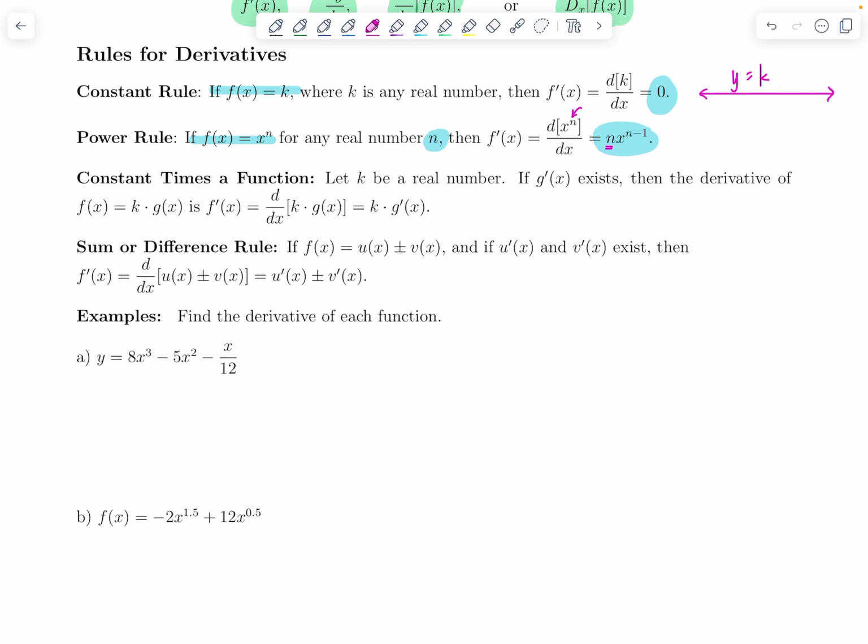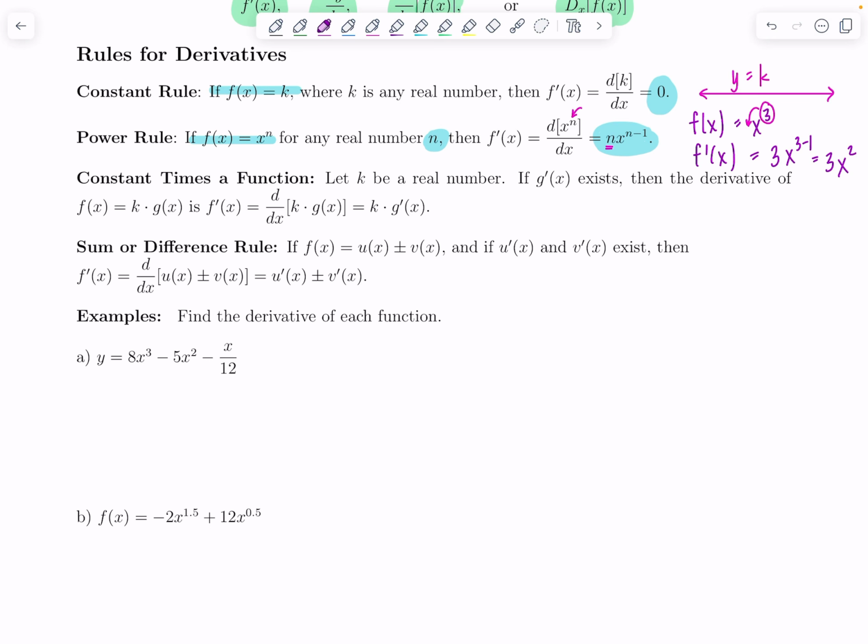Let me show you a little baby example just to make sure it's making sense. Say your function f of x was x cubed, and you want the derivative. This power rule tells us you can take that 3, bring it down in front, multiply by it, and then you're going to have x to the 3 minus 1, which is 2. So the derivative is 3x squared.